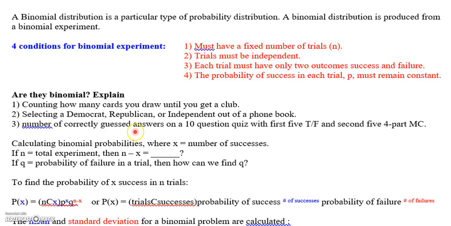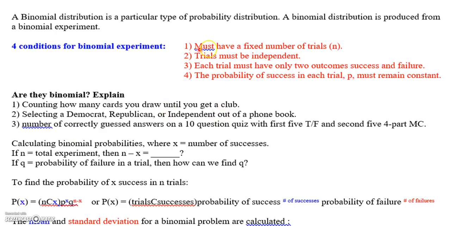Number of correctly guessed answers on a 10-question quiz, with the first 5 true/false and the second 5 4-part multiple choice. Well, it has a fixed number of trials, which would be 10 questions, so 10. The trials are independent, and they are. One doesn't have anything to do with the other. The same thing with the cards. It was independent. One card doesn't have anything to do with the next card that you draw. Selecting a Democrat, Republican, or Independent, because you're picking one at a time.